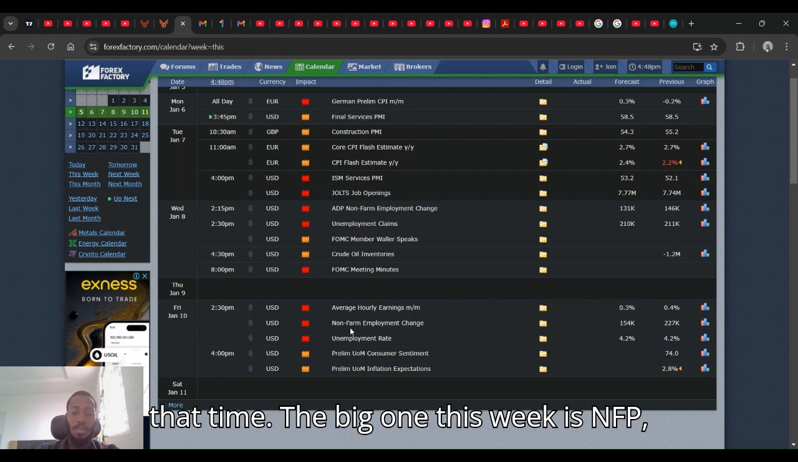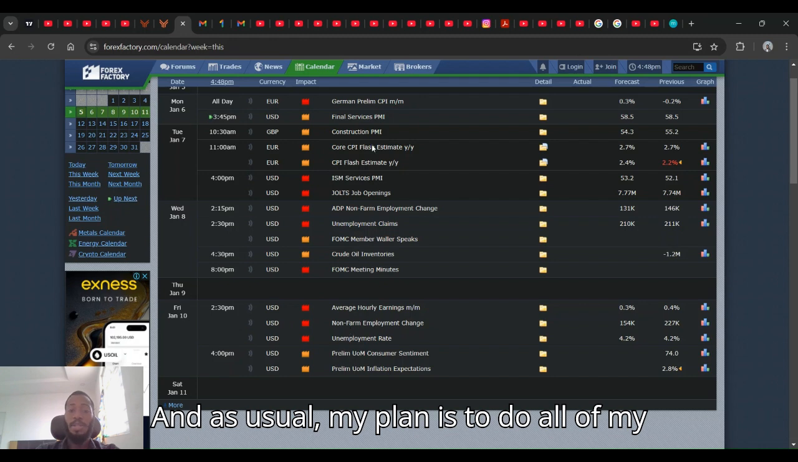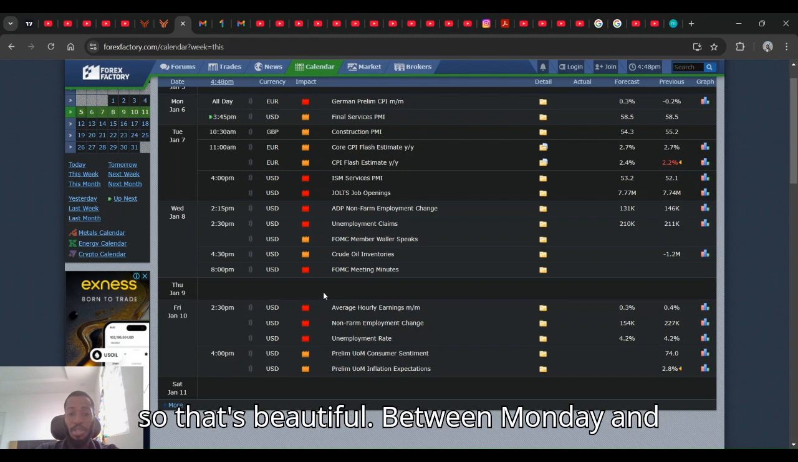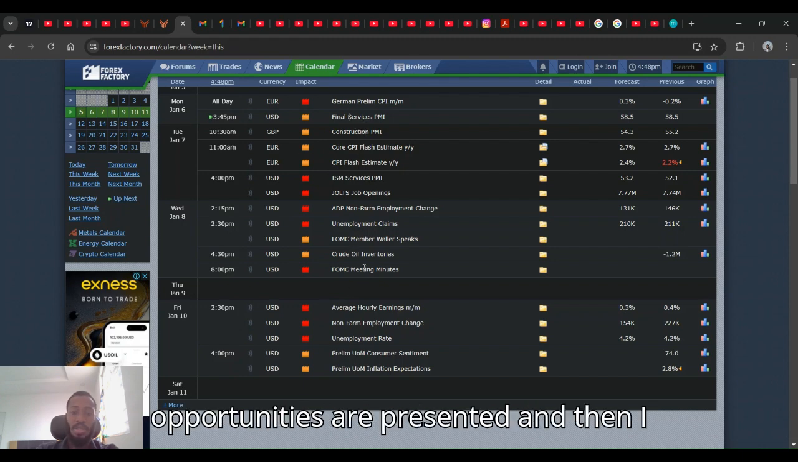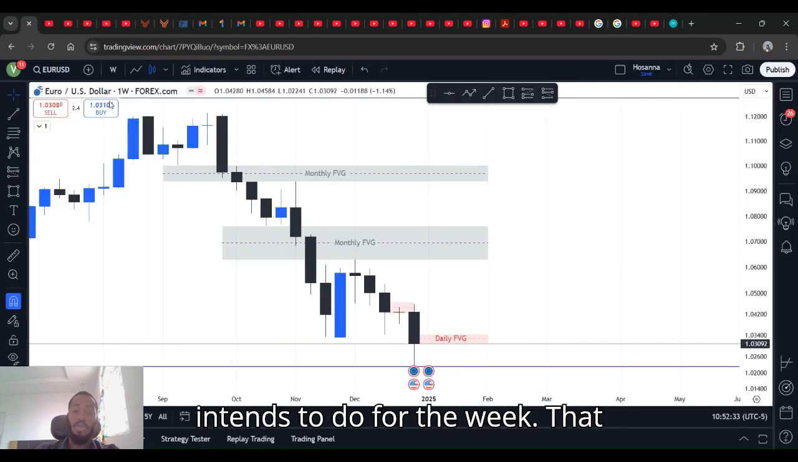The big one this week is NFP, of course, non-farm employment change. And as usual, my plan is to do all of my trading between Monday and Thursday. There's nothing on Thursday, incidentally, so that's beautiful. Between Monday and Thursday, I do all my trading if opportunities are presented, and then I sit on the sidelines to see what NFP intends to do for the week.